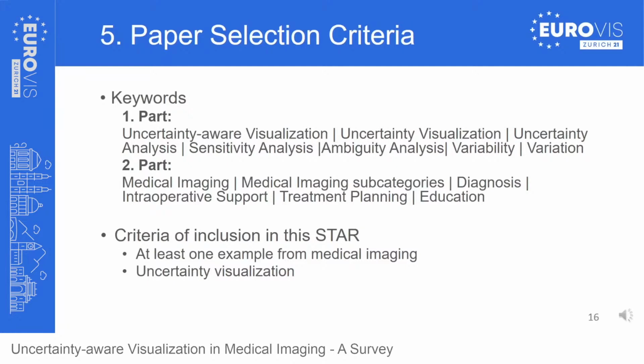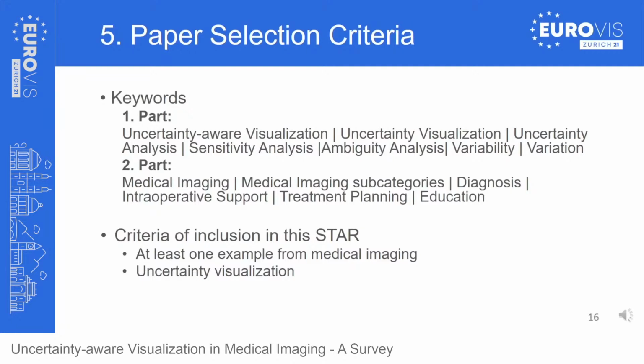The second part is actually the part that includes the medical imaging pipeline. And in this part, we're actually using the words medical imaging subcategories, as I showed you some slides before, diagnostic, interoperative support, treatment planning, and education. So this means the first part actually defines that we're looking somehow in the direction of uncertainty visualization, and the second part shows that we're interested in medical imaging or any of their subcategories and any of the applications that we're targeting in the STAR.